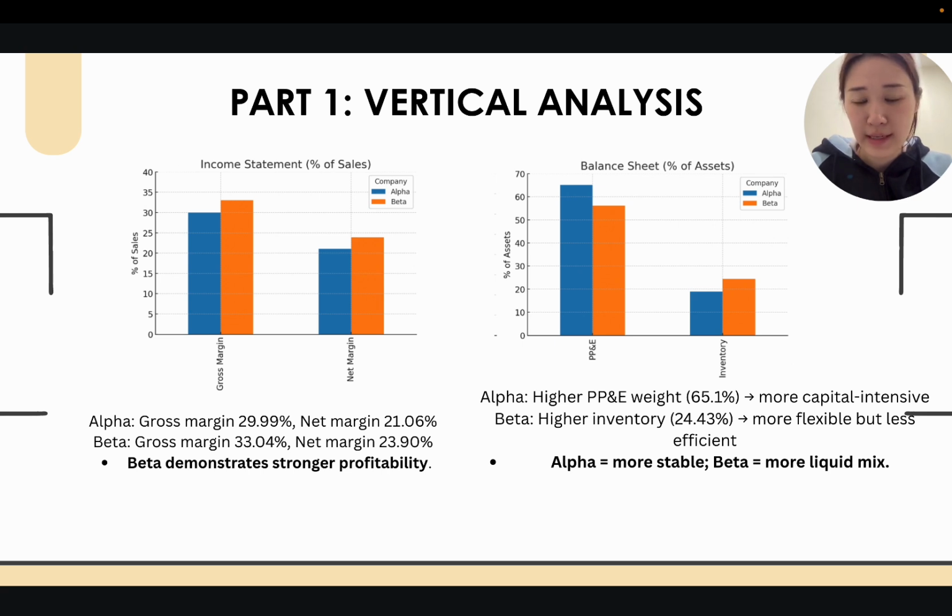On the balance sheet side, Alpha is more capital intensive, with over 65% of assets tied up in property, plant, and equipment. Meanwhile, Beta relies more on inventory, which makes it more flexible but also less efficient. Overall, it tells us that Alpha represents stability and a long-term investment in assets, while Beta demonstrates a more liquid and profit-oriented approach.